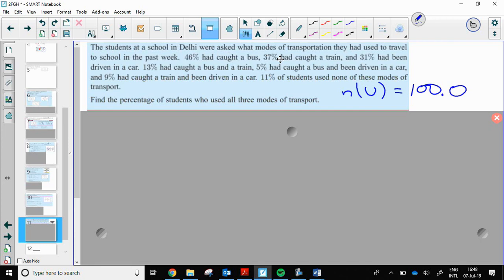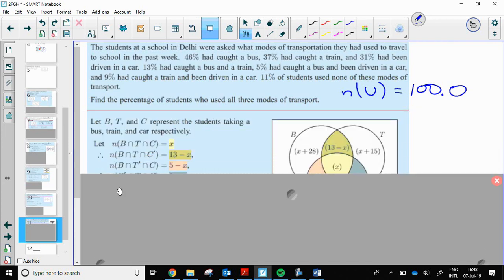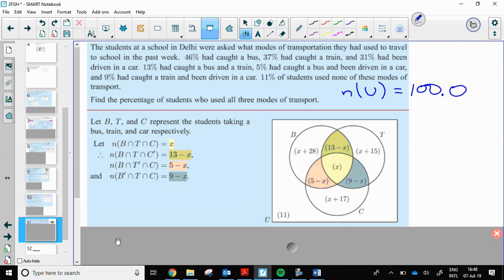Okay, so for this one, first let's define our sets and start building our picture up. So again, I think it's smart to start with x in the middle. Now, where does all this other stuff come from? Well, we see right here, 13% had caught a bus and a train. So that's our 13 minus x. And then we have 5% had been on a bus and in a car. So that's 5 minus x. And then 9% had been on a train and in a car. So that's going to be our 9 minus x.